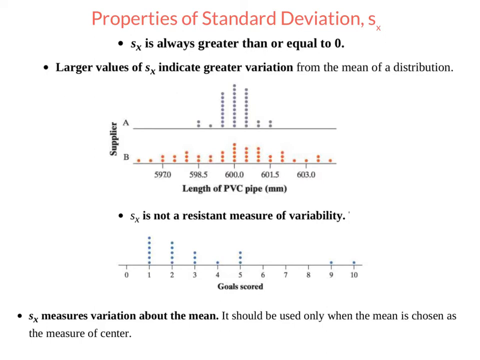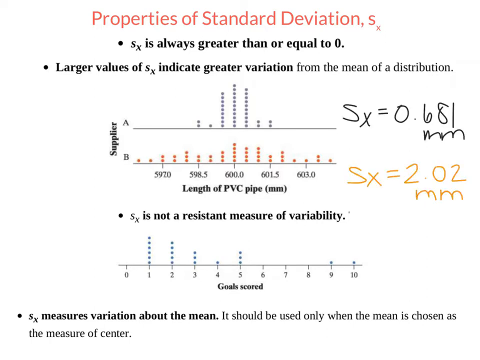Second property is that larger values of a standard deviation indicate greater variation from the mean of a distribution. So in this example, we're talking about the length of a PVC pipe based on the supplier. So this top one here has a standard deviation of about 0.68 millimeters, and this second supplier B has a standard deviation greater than 2. So this is a greater standard deviation, so that means it has greater variation from the mean, which should make sense. If your data is more spread out in layman's terms, then you're going to have a greater standard deviation from the mean, or the average.